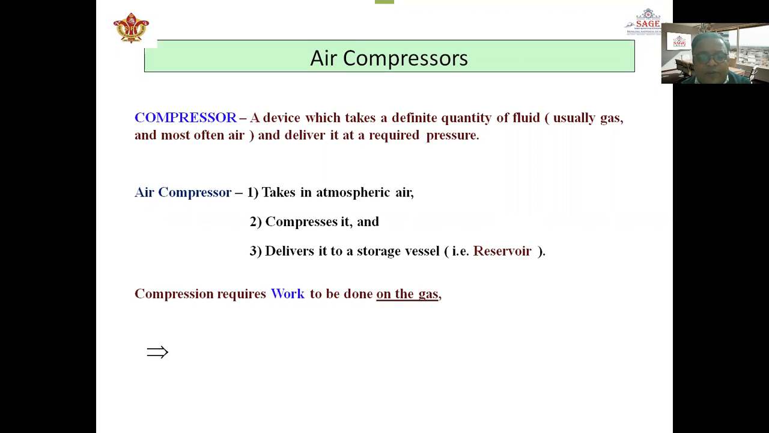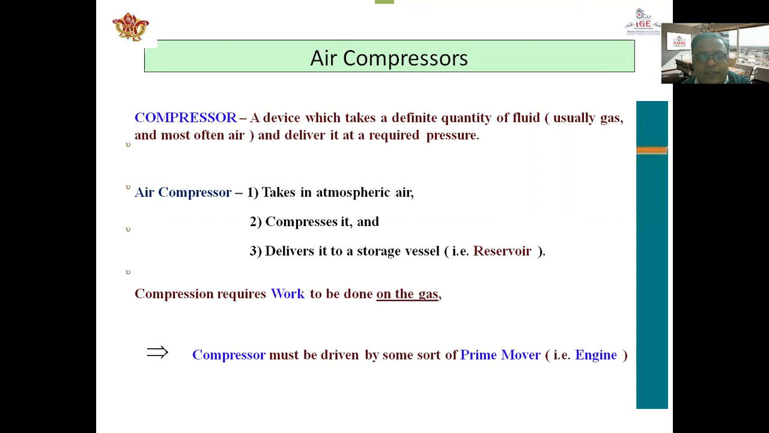Compression requires work to be done on the gas. It is called a power absorbing device, taking work from the outside, and the work is done on the gas, so it is called negative work done. Compression must be driven by some sort of prime mover, just like an engine.